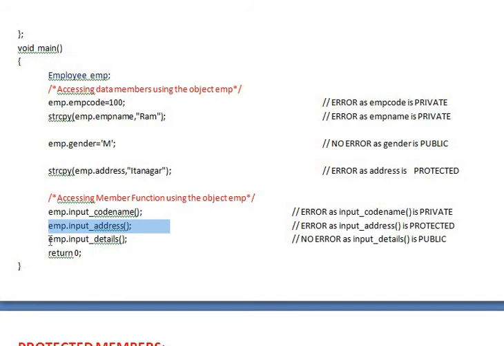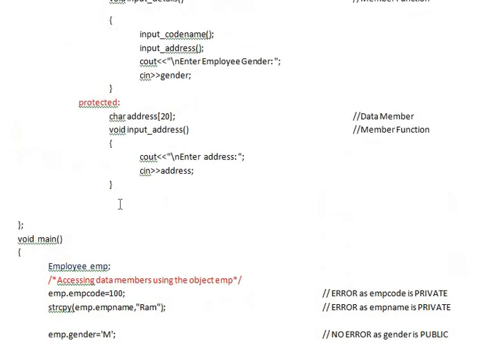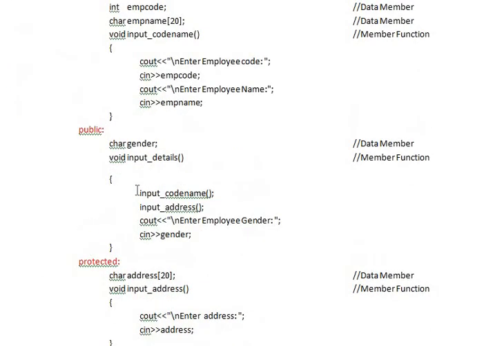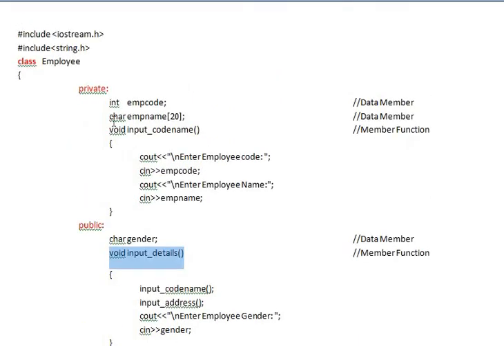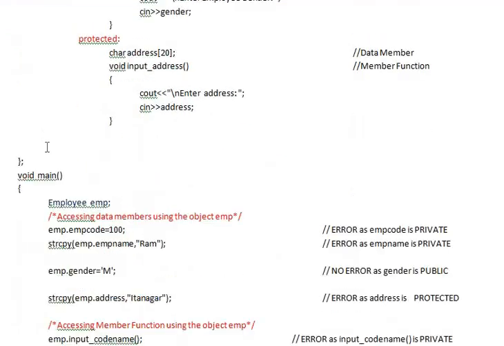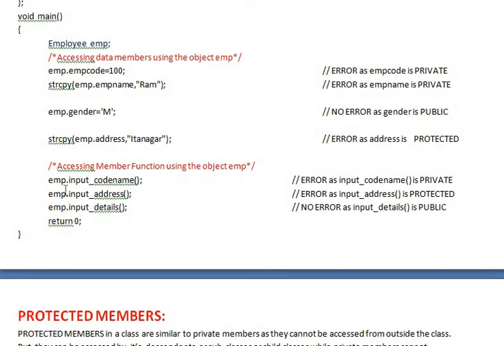Now again come over here. Using the same object emp, I am trying to access the member function input details, but this time the compiler has not generated any error. This is because the member function input details is public. You can see clearly here that the member function input details is public. Since public members can be easily accessed from outside of the class, outside of this class employee we have the main function, and inside this main function with the help of this object emp, I was able to easily access the member function input details as it was public.